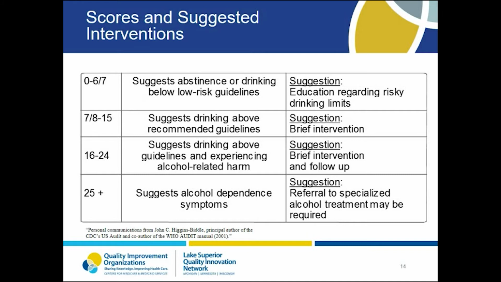Next, we see the first level of positive scores, 7/8 to 15. 7 for women and adults over 65 years of age, and 8 for men under 65 years of age, which suggests that the patient is drinking above the recommended guidelines. The recommendation here is for a brief intervention.